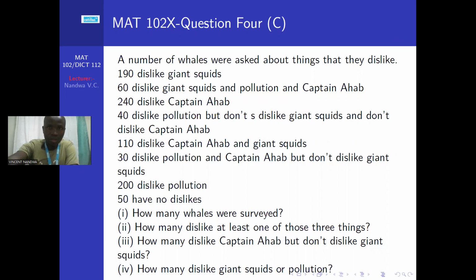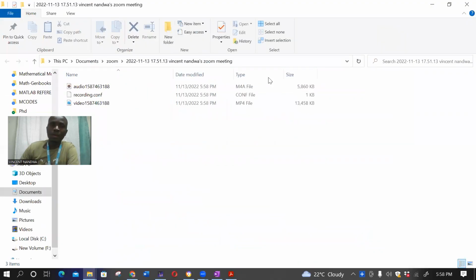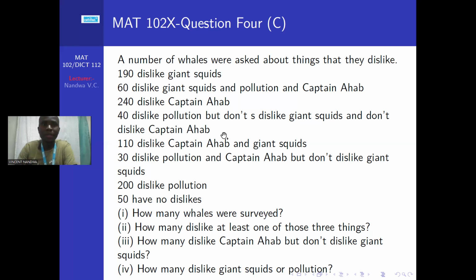A number of whales were asked about things that they dislike. 190 dislike giant squids, 60 dislike giant squids, pollution and Captain Ahab, 240 dislike Captain Ahab, 40 dislike pollution but don't dislike giant squids and don't dislike Captain Ahab. And then 110 dislike Captain Ahab and giant squids, 30 dislike pollution and Captain Ahab but don't dislike giant squids, 200 dislike pollution, and 50 have no dislikes.